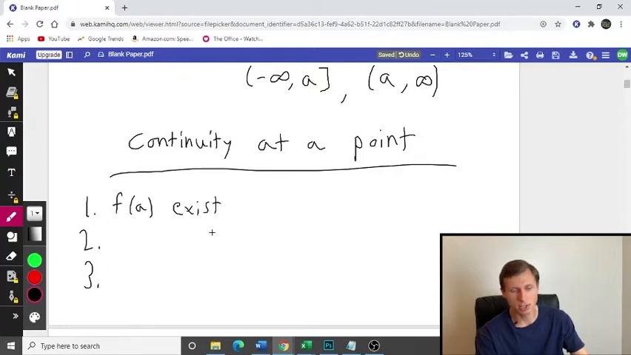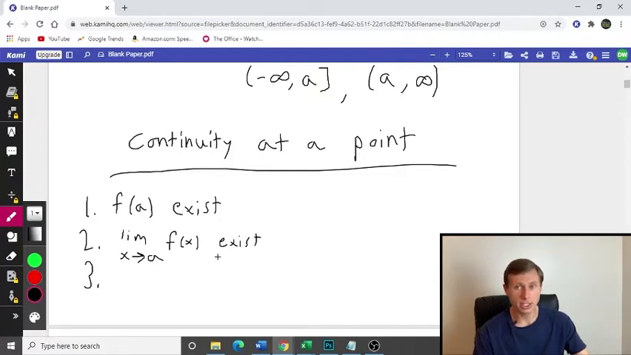In other words, it has to be a closed circle. If it's an open circle and there's no actual value for f of A, it's not going to exist. So f of A has to exist. The value of the function has to exist. That's what I'm trying to say. Then we need the limit as x approaches A, f of x, to exist.